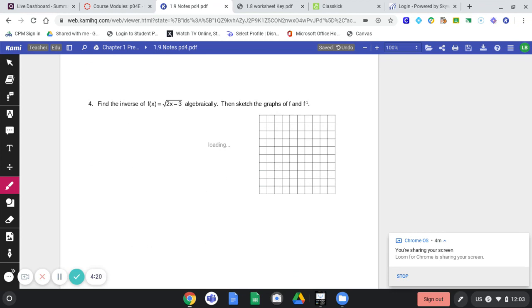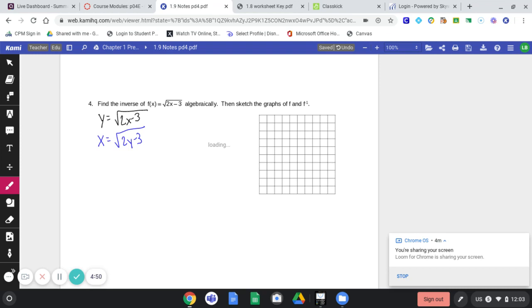So number 4 says we want to find the inverse of the square root of 2x minus 3 algebraically, and then we're going to sketch both those graphs. So again, first we have y is equal to the square root of 2x minus 3. And now we're substituting our x in for y and our y in for x. So I have x equals the square root of 2y minus 3. Again, nothing else has changed.